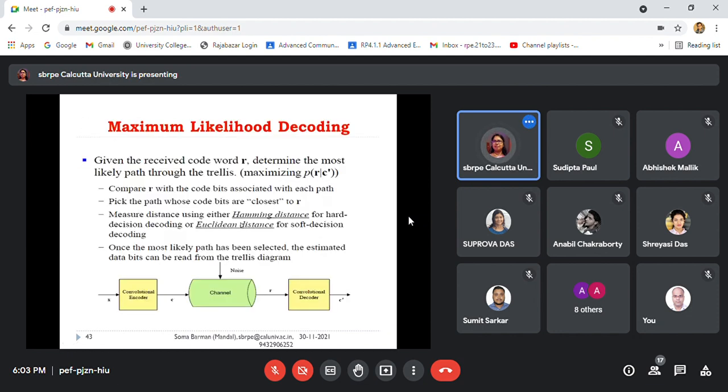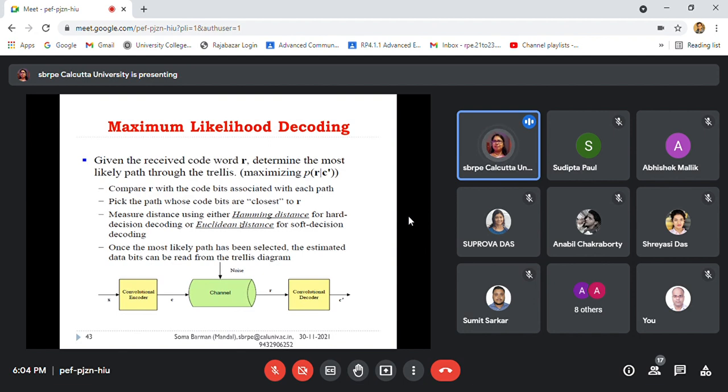Now decoding. By using the Trellis diagram, you can decode your information also. Okay. So this decoding is either based on the minimum Hamming distance, that is for the hard decision decoding, or also based on the Euclidean distance, that is for the soft decoding scheme. We will consider the hard decoding here. Okay. So how do you decode?